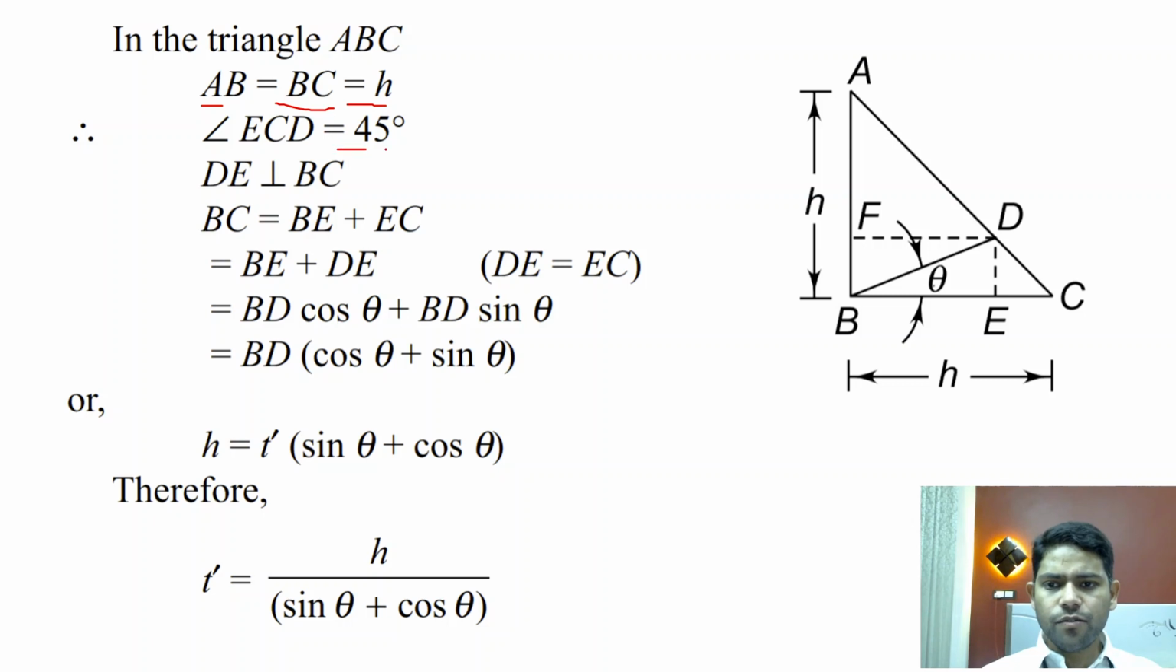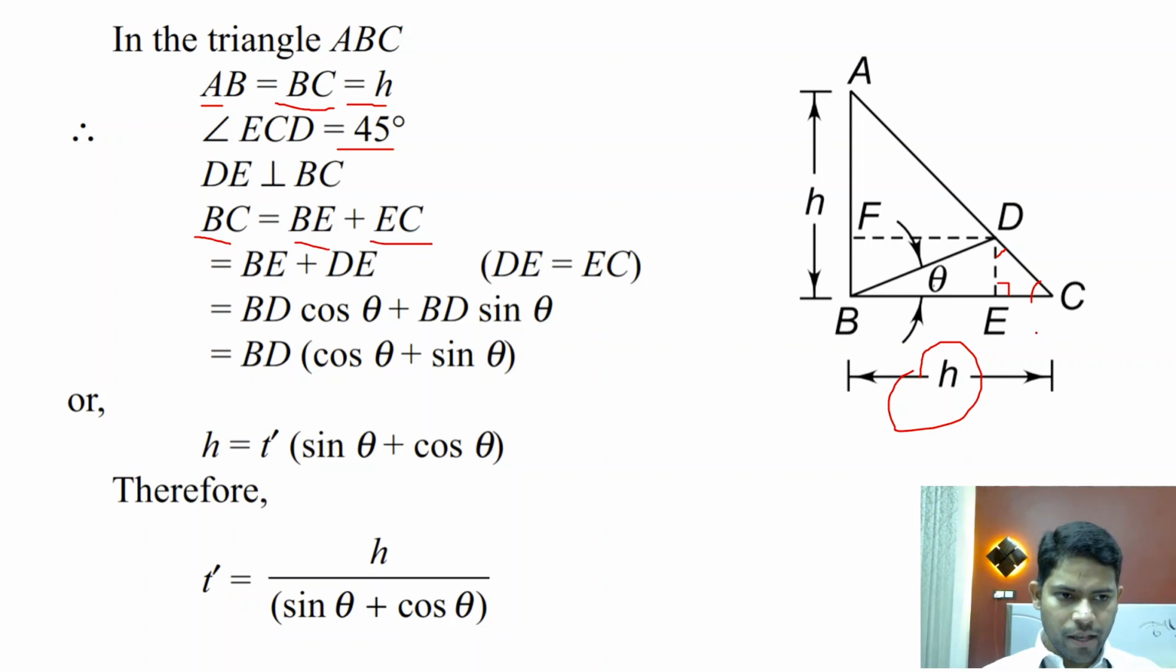Angle ECD is 45°, that means this angle is 45°, and DE is perpendicular to BC, which will make this angle also 45°. So angle EDC is 45° and angle ECD is also 45°. Now if you consider this leg dimension H, this is equal to BC, which in turn is equal to BE plus EC.